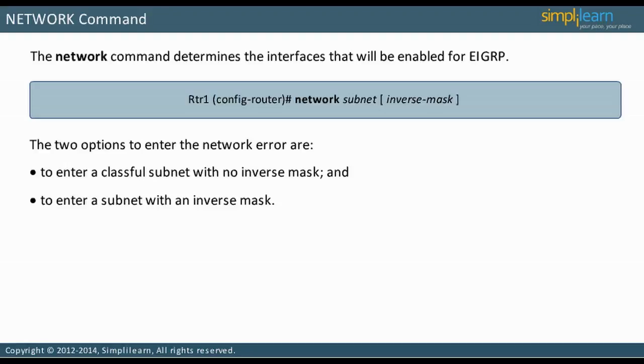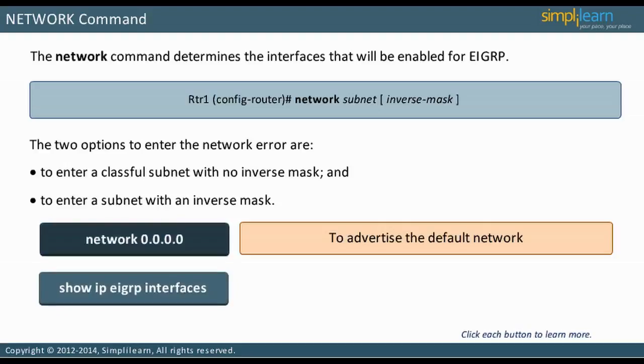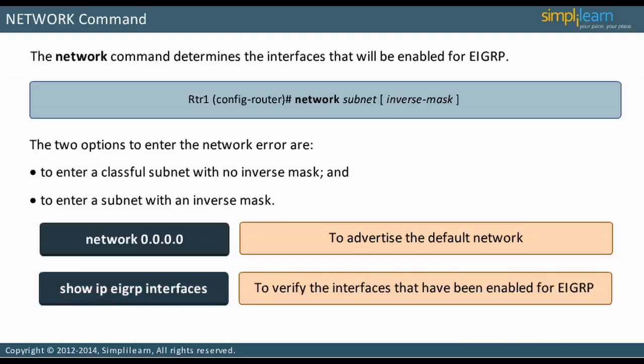If you configure an optional inverse mask, any interface belonging to the configured subnet will participate in EIGRP. Click each command on the screen to learn more. To advertise the default network, use the network 0.0.0.0 command. To verify which interfaces have been enabled for EIGRP, use the Show IP EIGRP Interfaces command. Let us look at the router ID in the next slide.